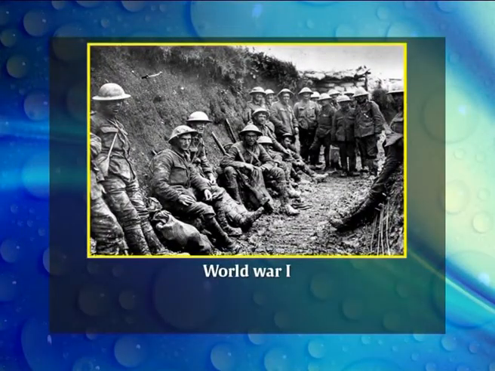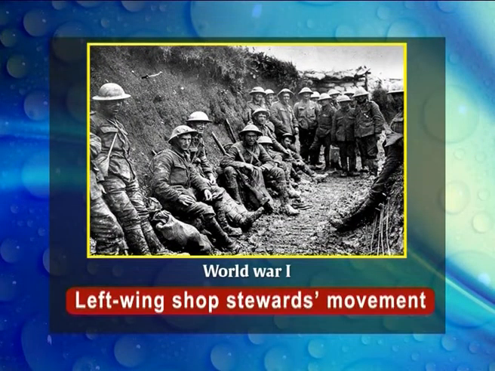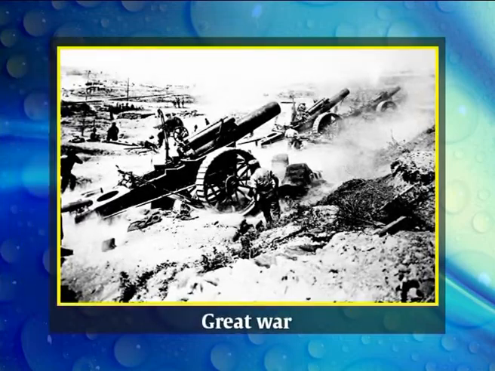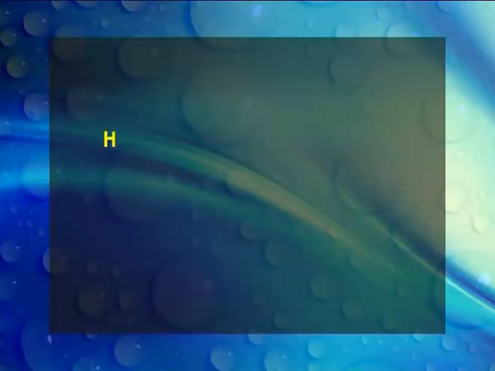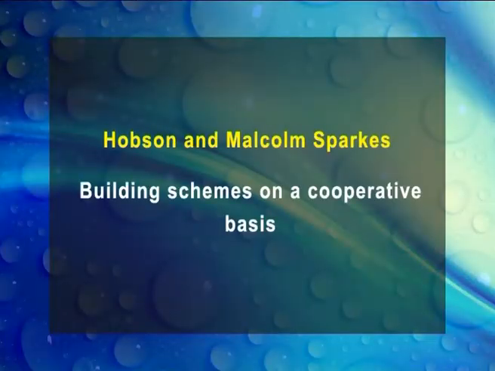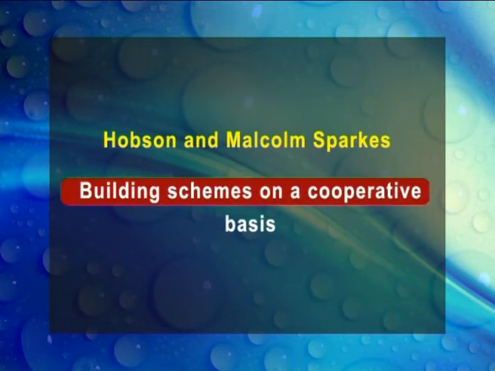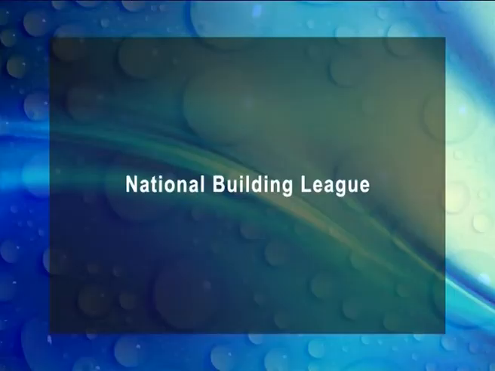Guild socialism was much stimulated during the World War I by the rise of left-wing shop stewards movement, demanding workers' control in the war industries. The Great War led to the acute shortage in housing. As a result, the building workers, led by Hobson and Malcolm Sparks, founded several building guilds to carry out building schemes on a cooperative basis. All these leagues finally combined together to form a single league, which came to be known as National Building League.